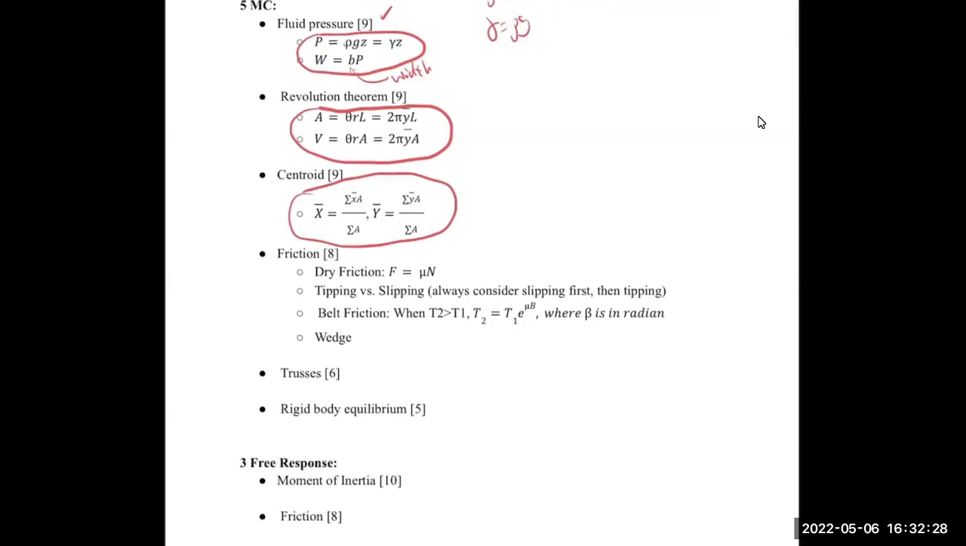Next will probably be a dry friction problem. For that, you have to consider tipping versus slipping. We always consider slipping first. If that passes the check, then you don't have to do the tipping portion. By slipping first, I mean you assume that the force is equal to the coefficient of dry friction multiplied by the normal force. The next type of friction problem is probably a belt friction problem, and here's the formula for that.